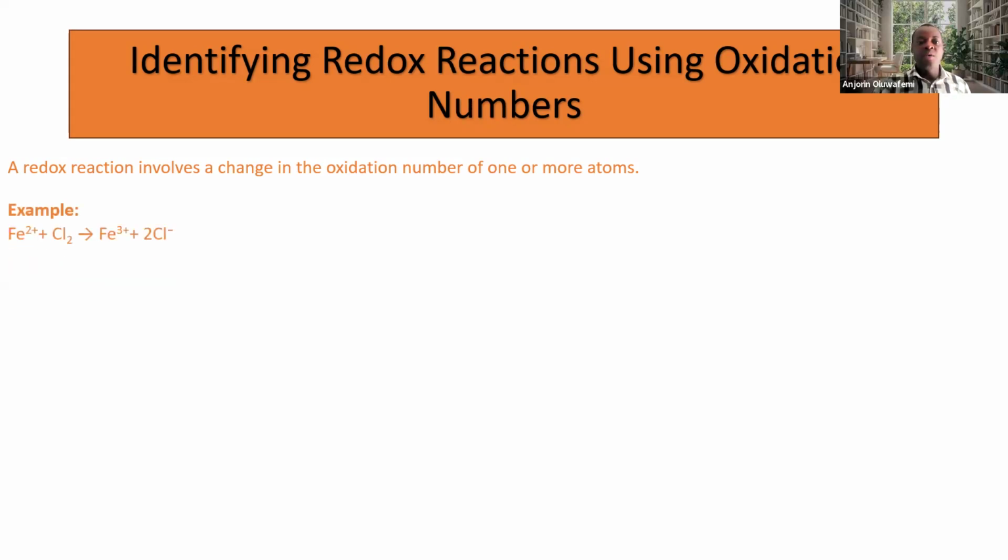Now, we look at this example. We have Fe 2+ plus chlorine to give us Fe 3+ plus chloride ion. Now, when you look at it, Fe is oxidized from +2 to +3. That's an increment in its oxidation state, so it's oxidized in that reaction. Chlorine, on the other hand, is reduced because it is moving from 0 to -1. So it's a reduction. It is being reduced.